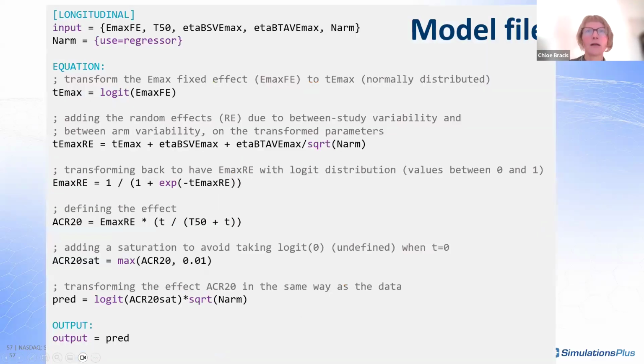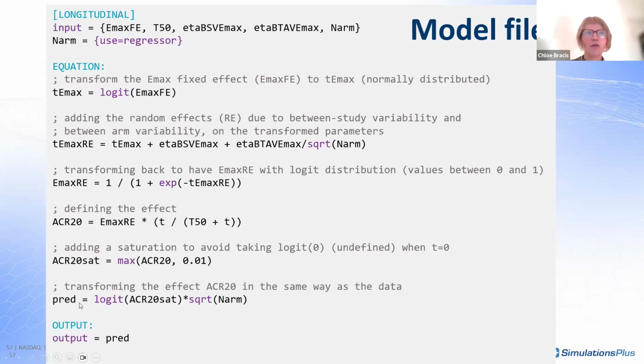And so now if we look, here's our full structural model. So here, this first part is what we just looked at, where we do a transformation for the fixed effects, we add the random effects, we transform back. So now we have our Emax RE. This is our Emax with random effects, is going to be between 0 and 1. So now here's where we have our Emax model, where we calculate our predicted ACR 20 using that Emax term and our T50. We have a saturation. This is just to avoid any numerical issues with taking the logit of 0.